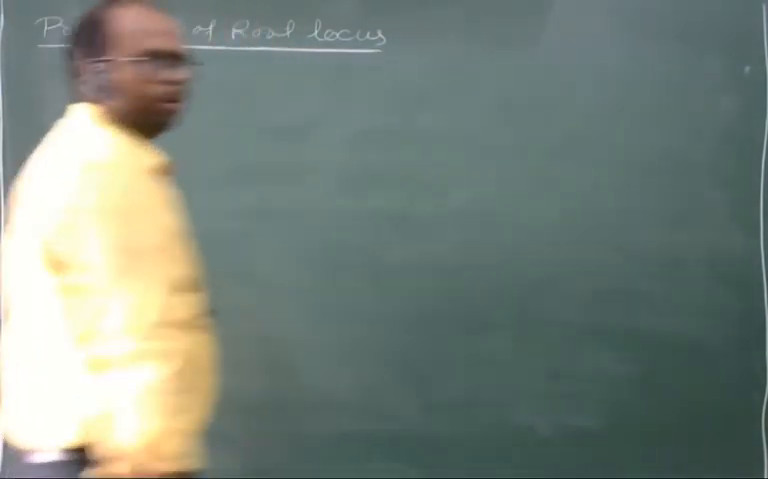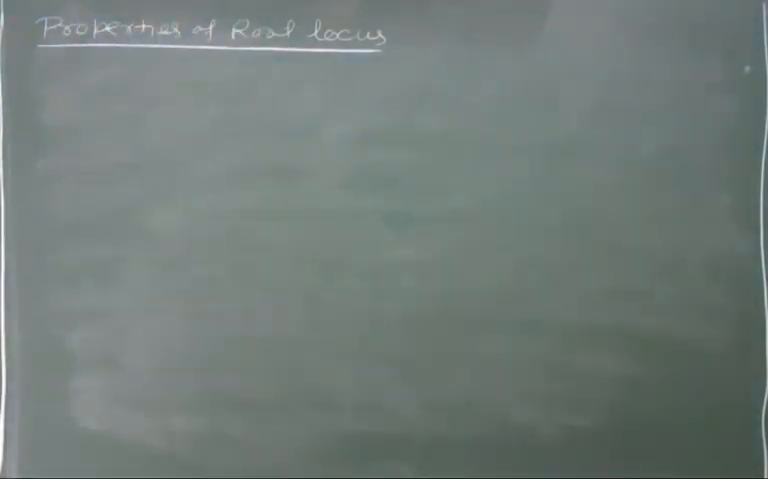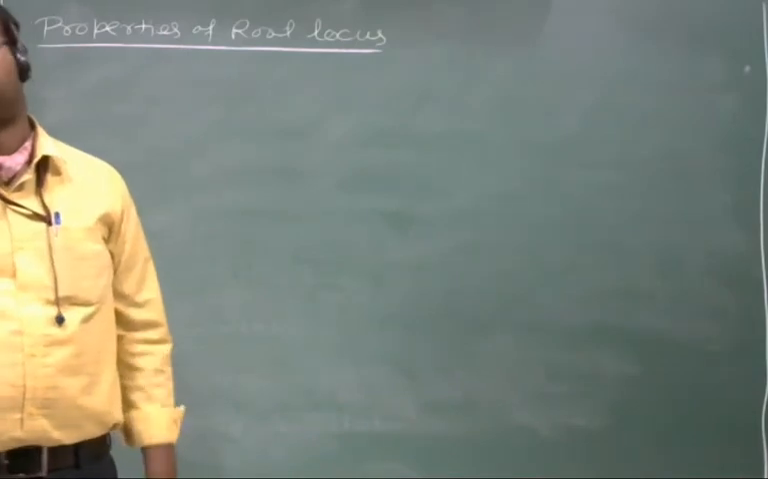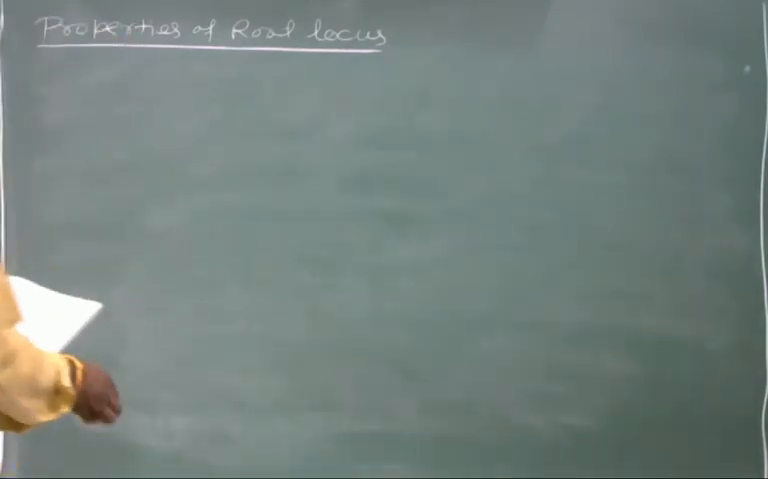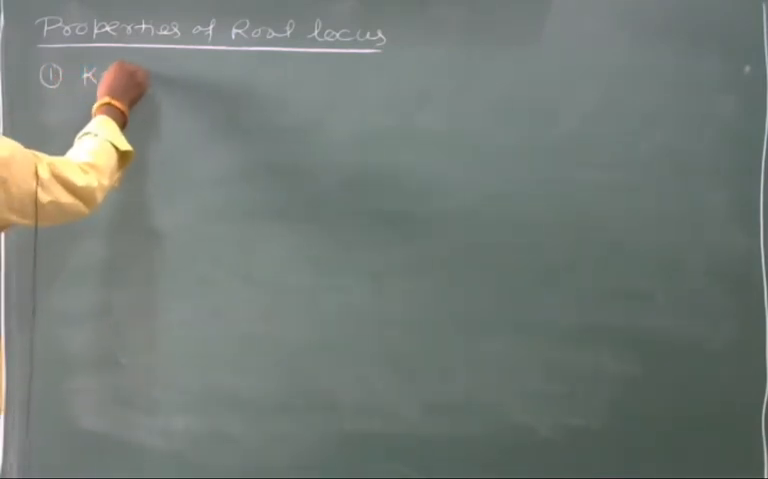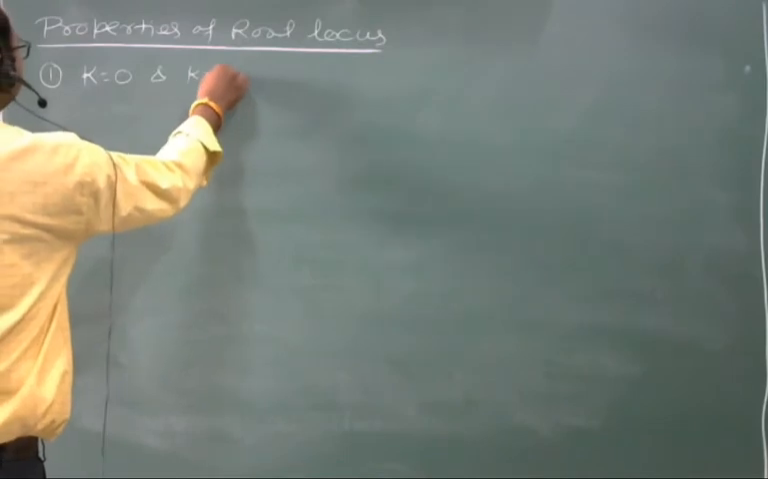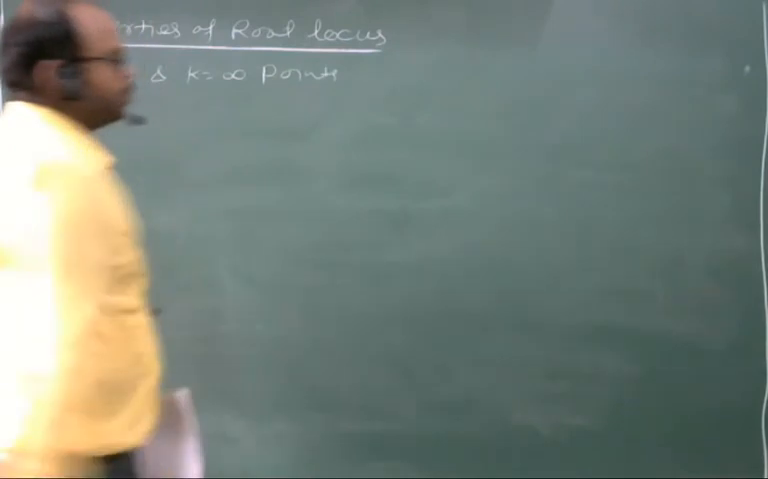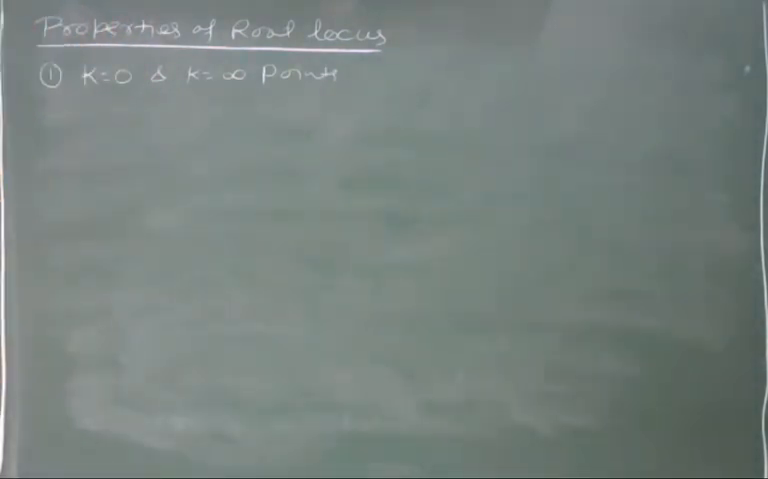Properties of root locus. What are the properties of root locus? There are several properties of a root locus, and after knowing those properties only can we draw a root locus, right? So the first one is the K is equal to 0 and K is equal to infinity points.